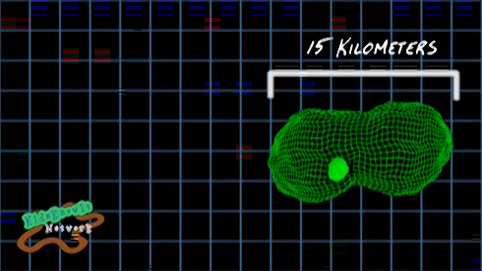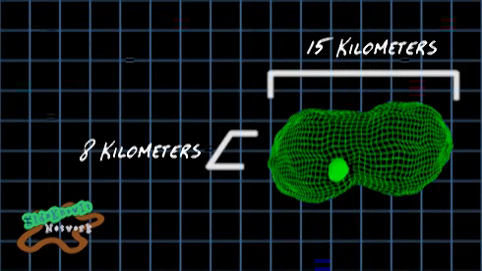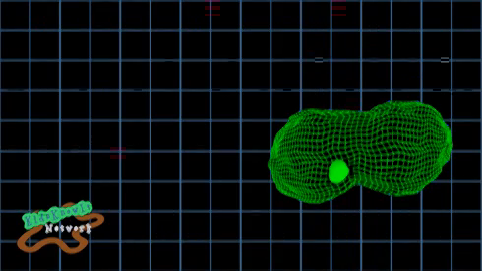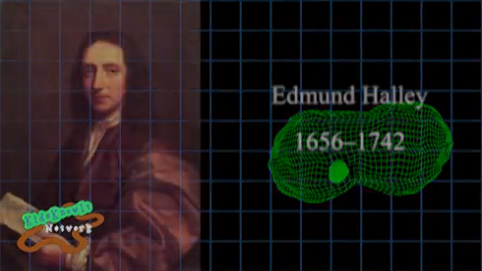Halley's Comet is shaped similarly to a peanut. It is roughly 15 kilometers by 8 kilometers by 8 kilometers. This is relatively small, but its tail can stretch up to 100,000 kilometers.